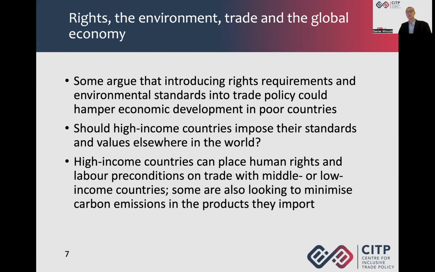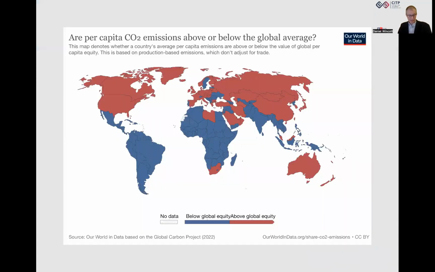A lot of high-income countries are also concerned to combat climate change, not just at home, but also looking to minimize the carbon emissions on products that they import from other parts of the world. But if we look at the patterns of carbon emissions, it's clear that high-income countries still have much higher CO2 emissions per head than countries in the global south. High-income countries need to stop exporting their carbon emissions to others.